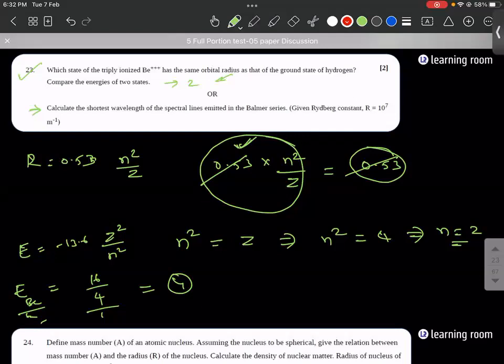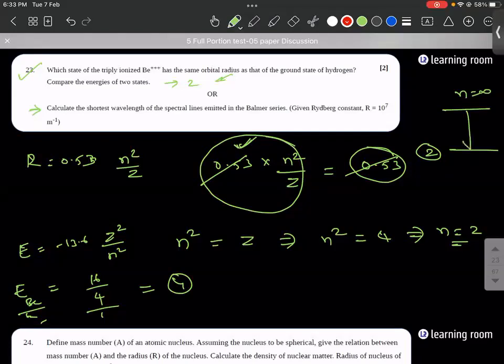Sorry, that is one question. The next one is calculate the shortest wavelength of the spectral lines emitted in the Balmer series. So shortest wavelength is highest frequency. So when can you have the highest energy? When the electron jumps from n is equal to infinity to the lowermost orbit. So for Balmer series, the lowermost orbit is 2.